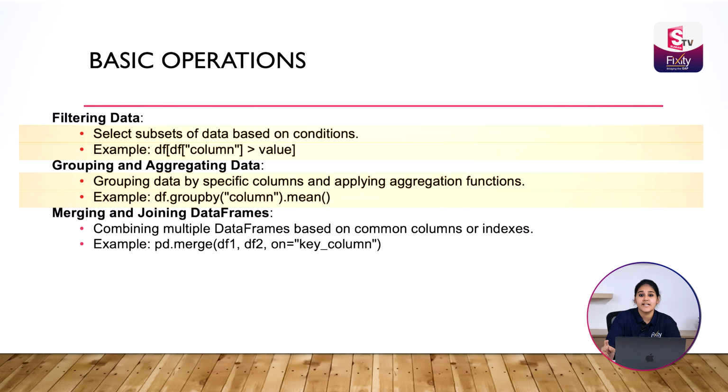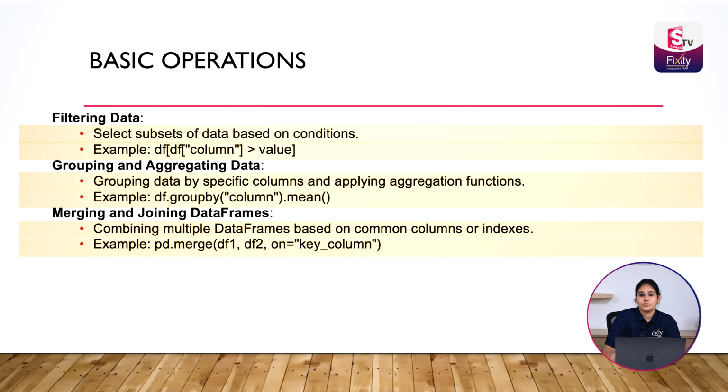And next is merging and joining data frames. Merging and joining data frames is nothing but merging two different data frames using a single column. For that, we have the merge function. And this is the syntax: pd.merge of first data frame, comma, second data frame, on equal to key column. Key column is nothing but the common column, based on which column we are going to merge two data frames.